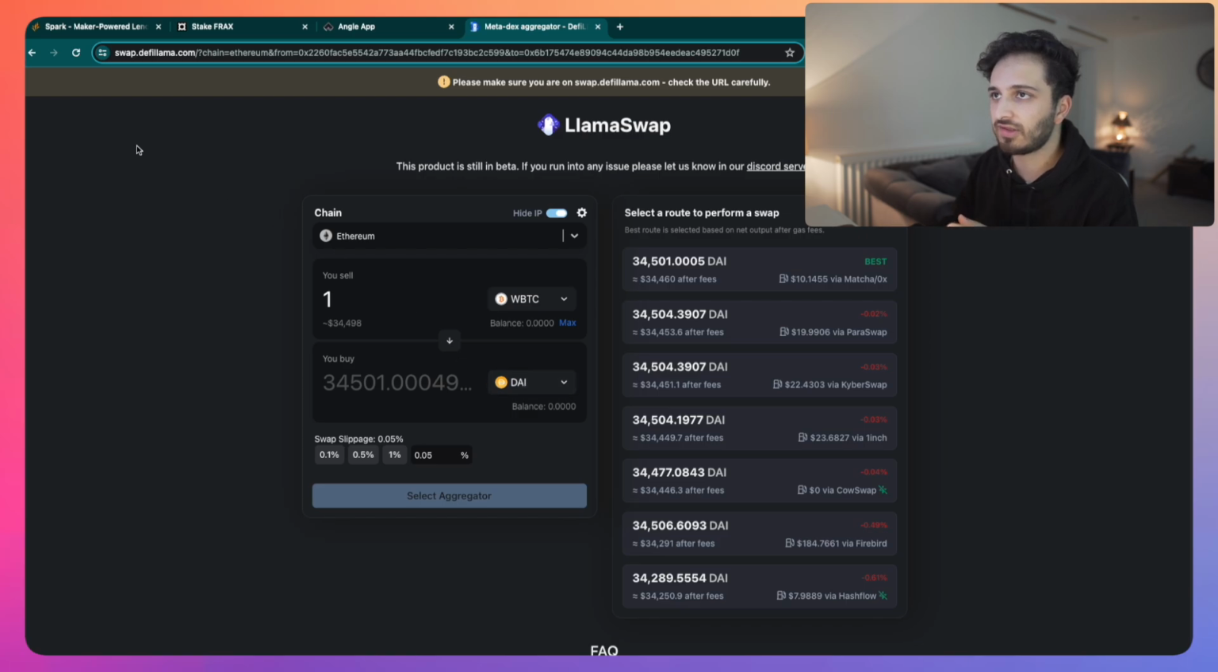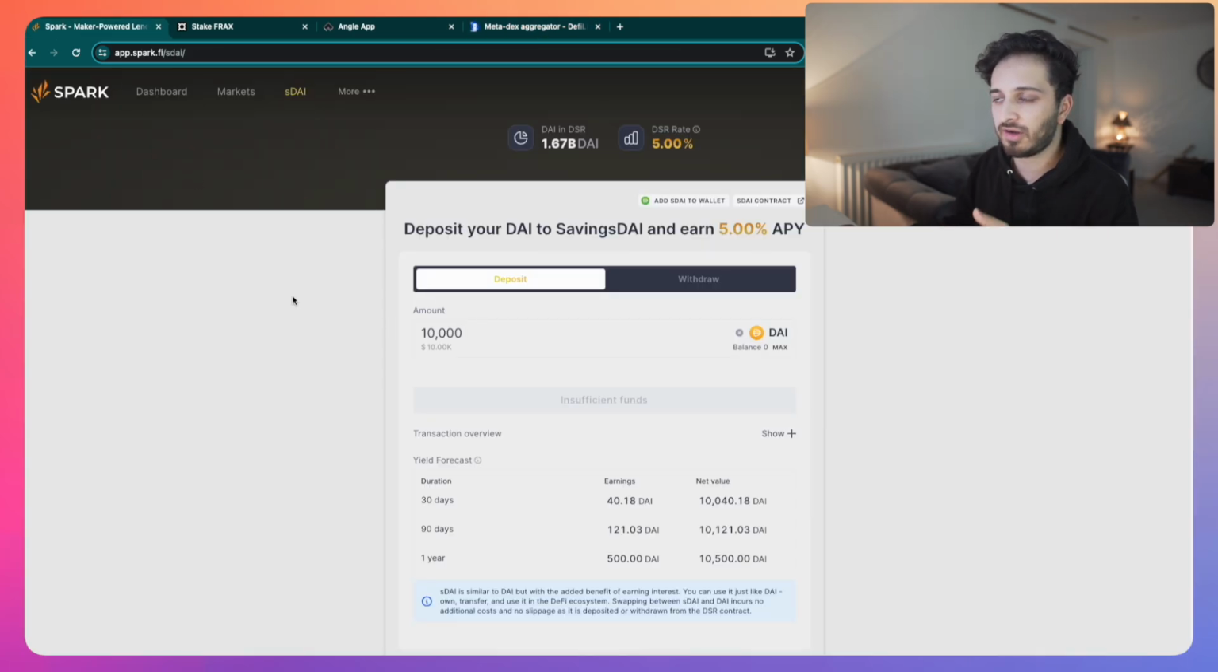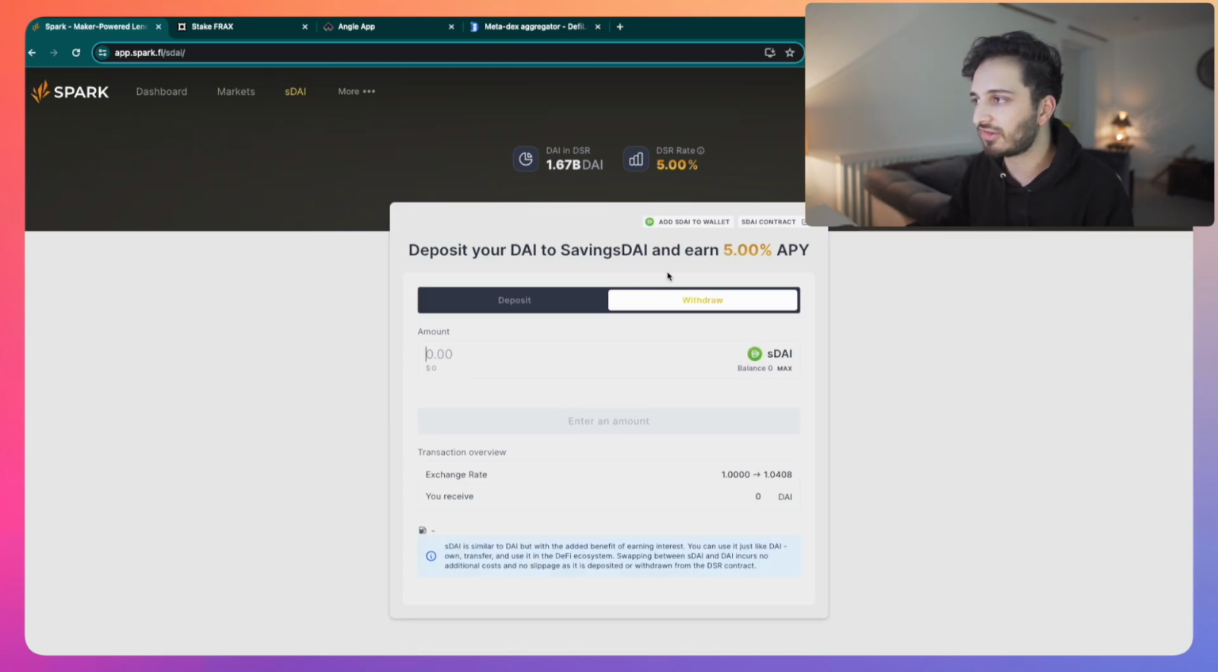Once you've got the DAI, you can simply head to Spark and deposit your DAI here. Now, I don't have enough money in this wallet. I wish I had 10,000 DAI, but maybe one day I will. For the moment, I'm not going to demonstrate it, but essentially you just click deposit and that's pretty much it. In your wallet, you'll get returned this SDAI token. SDAI represents the token that's earning yield. It will earn yield, and you can convert it back to DAI anytime you want. You just click withdraw.